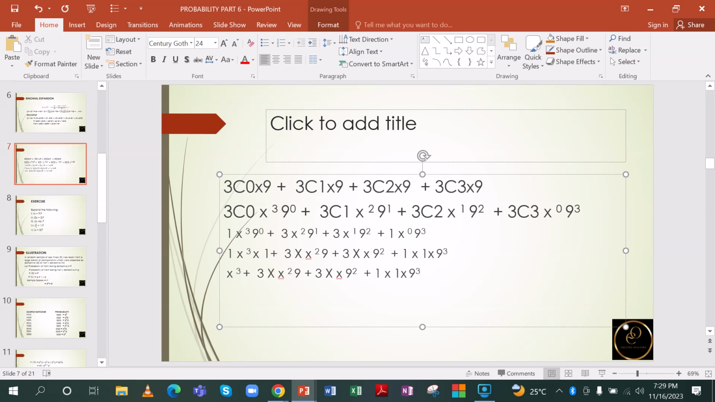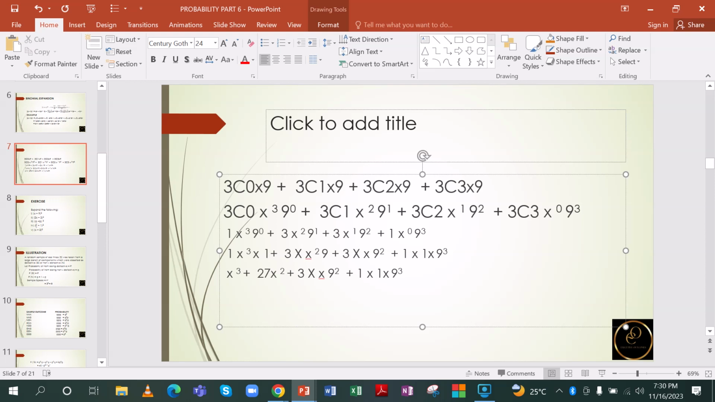Then come here. 3 times x to the power 2 times 9. So it will be 3 times x times 3 times 9, which is 27. Are we together? Yes, sir. So it will be just 27. We have already multiplied this 9. It will be 27x raised to power 2.